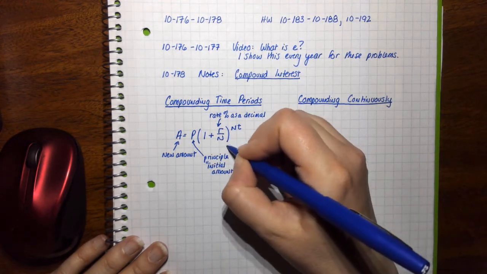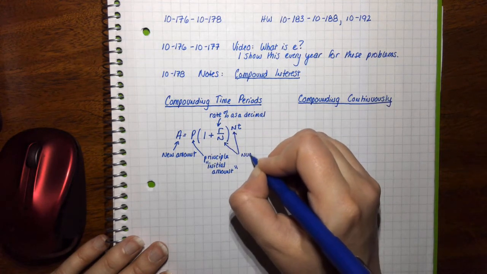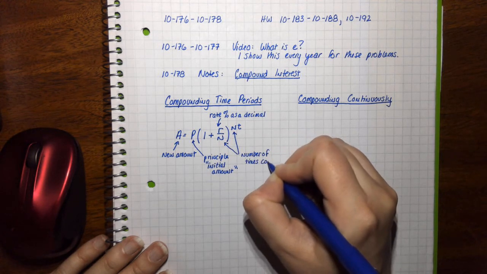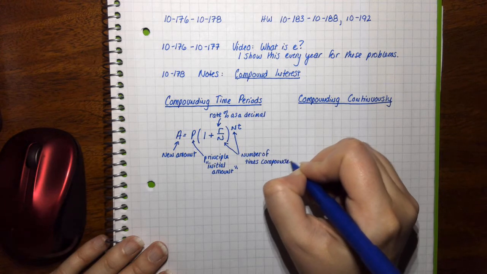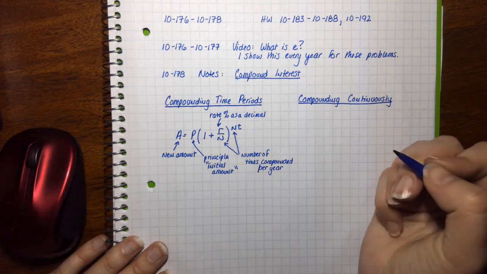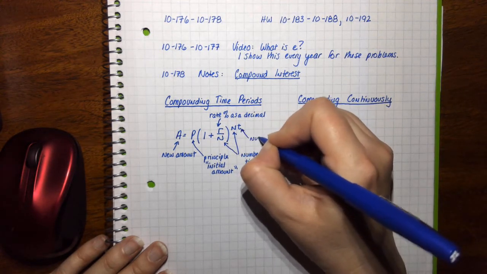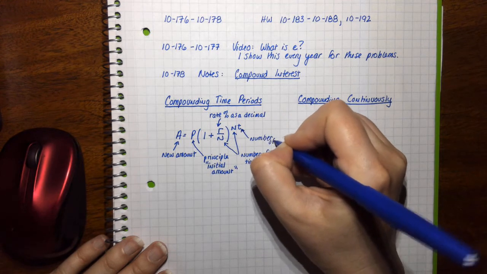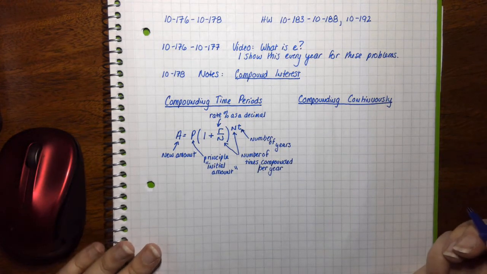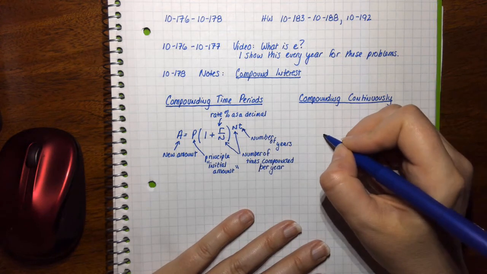N is the same number for both Ns, and it's the number of times compounded per year. And T is time, which is number of years. Okay, that looks pretty. Alright, so now compounding continuously's formula is a little bit easier.